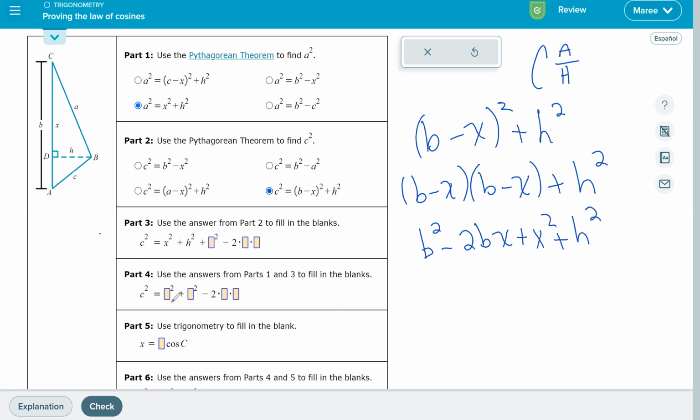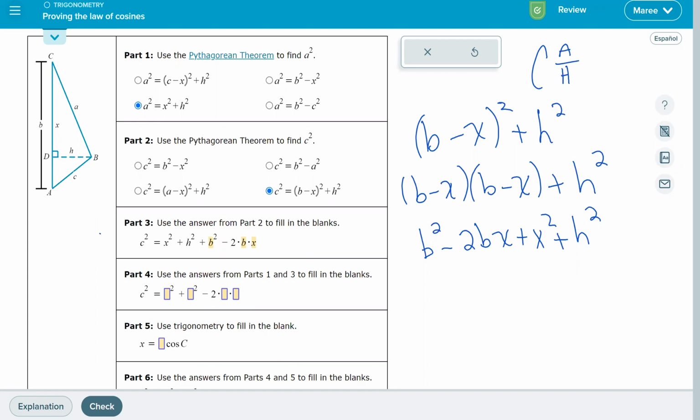So it looks like they want us to write x squared plus h squared, plus, okay, we're going to want to put a b squared right there, minus 2, and then we have bx. So we'll put bx.